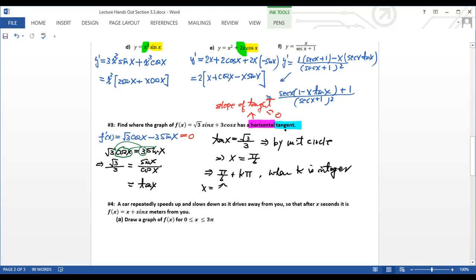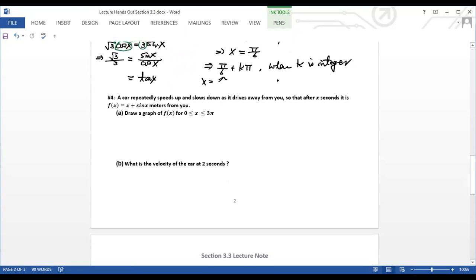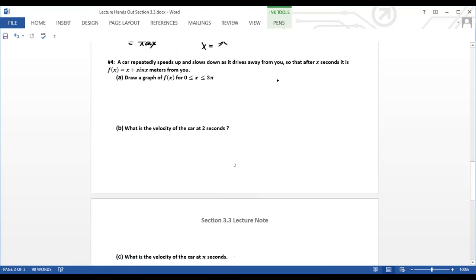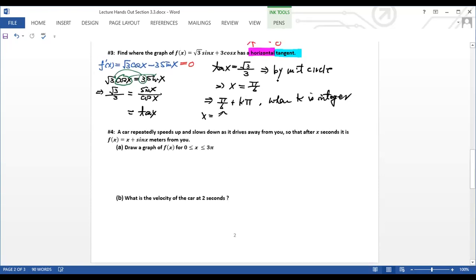The slope of the tangent line, that means the derivative, right? Okay, so now number 4 is here. This is the one we did before. It's also similar, we just used the trig functions to represent it.